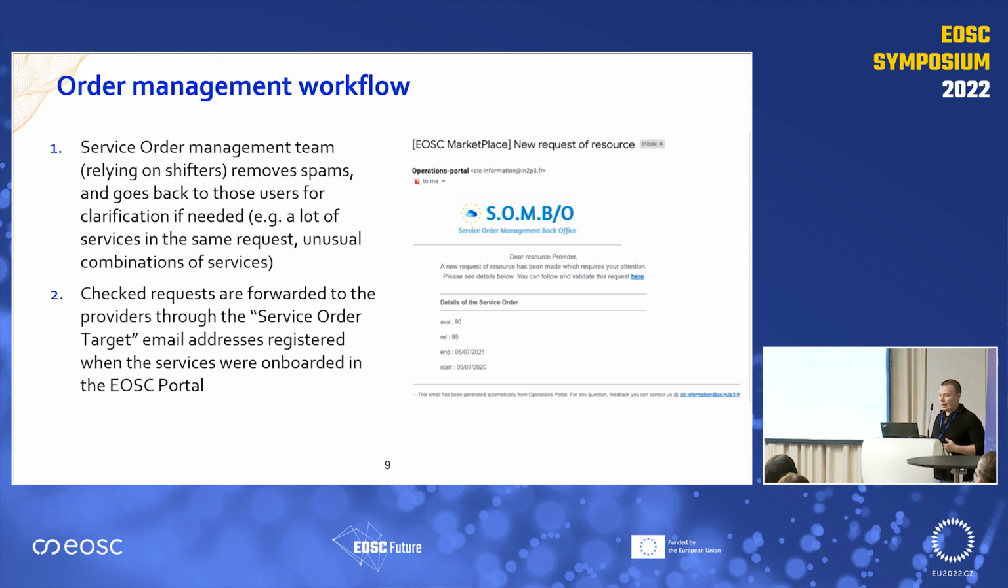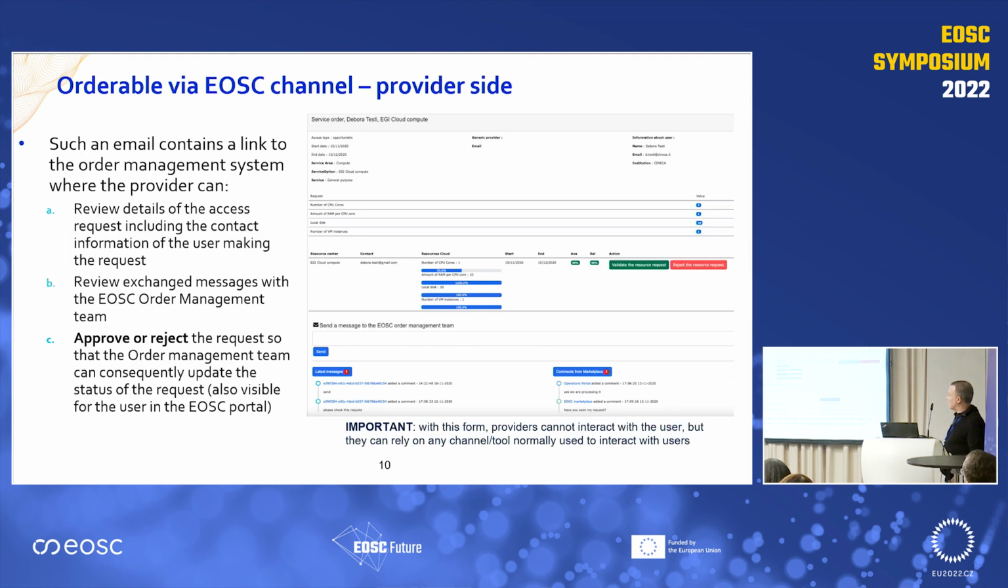If everything is okay, the order is forwarded to the providers. If not, some clarifications can take place, so the team comes back to the request and asks questions to clarify what is actually meant, or if something else is needed. Finally, the providers get a mail with a link to the SOMBA page.